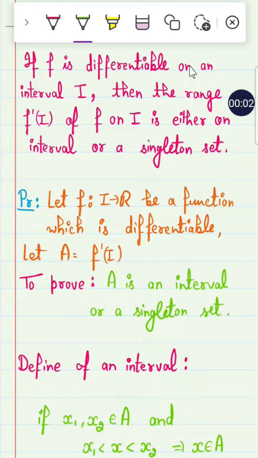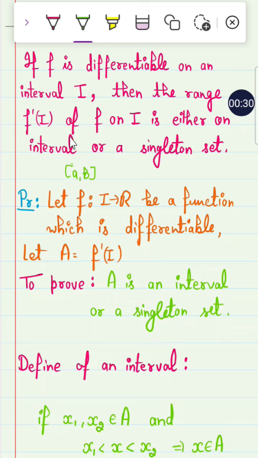If the function is differentiable on an interval I, then the range f dash of I, of f on I, is either an interval or a singleton set. We have to prove that if the function is differentiable on an interval, whether it is a closed interval, open interval, and so on, then the derivative on the interval is also an interval, or a singleton set, otherwise not.